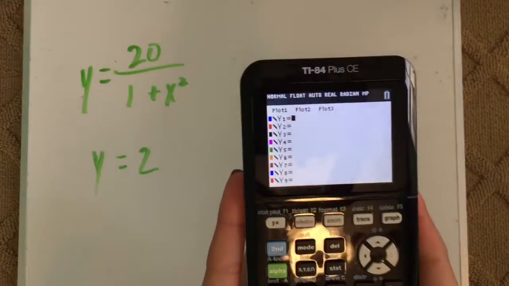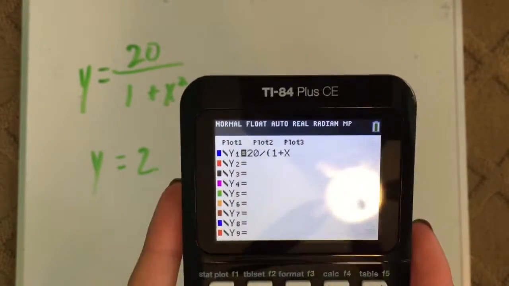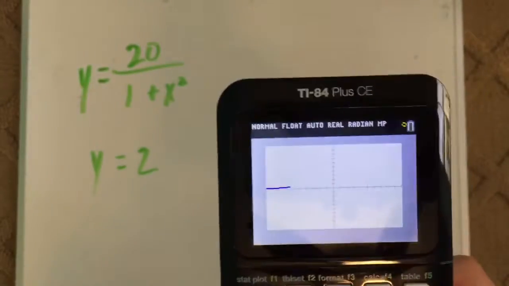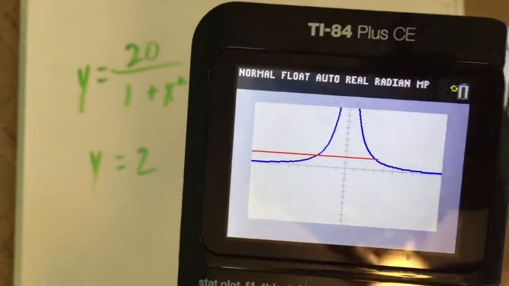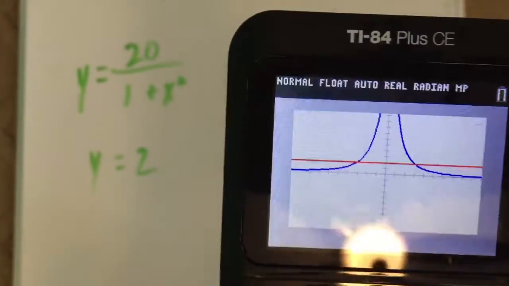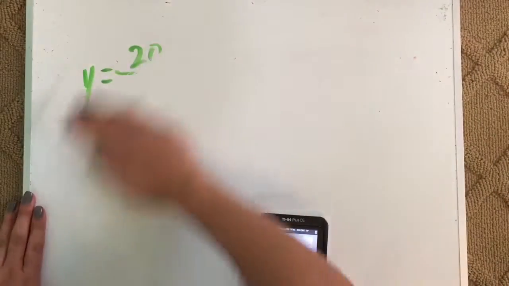So if you plug this into your calculator, the graphing section, we have 20 over 1 plus x squared, but we have to be sure to put the parentheses or it will come out wrong. And so as you can see, our bounded region is right there. It's above y equals 2 and below 20 over 1 plus x squared. And that's our region R.